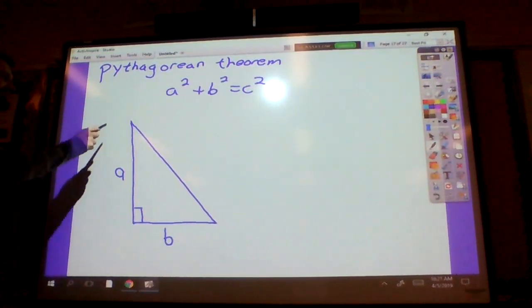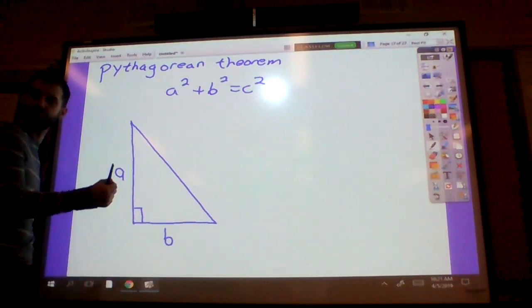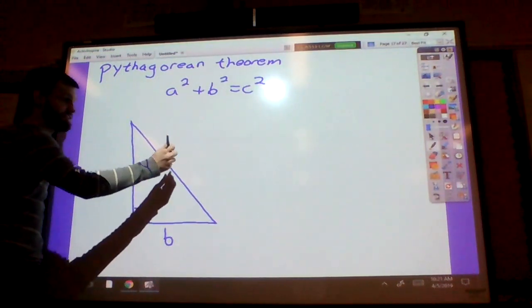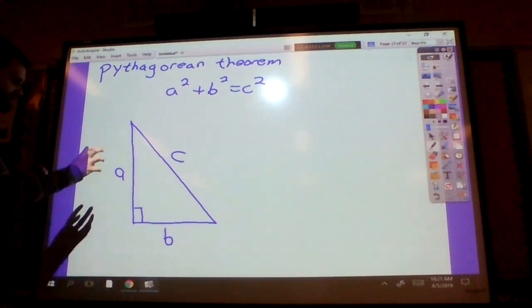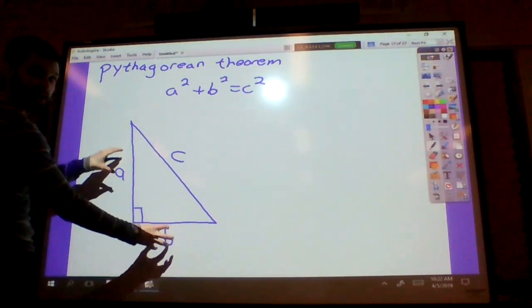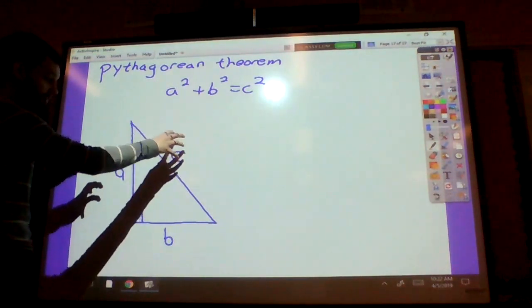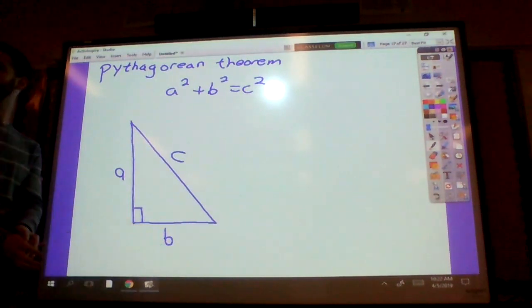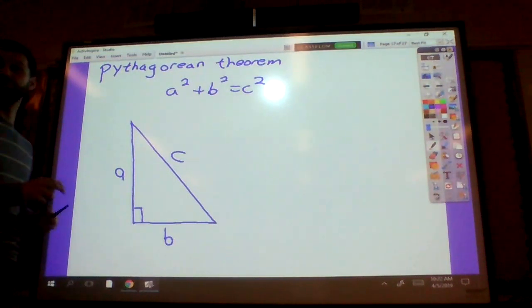All right, and then what is this long side called? Hypotenuse. The hypotenuse. What are some things we know about the hypotenuse? It's longest, and it never touches the right angle. This is the c. All right? Now, the idea behind the Pythagorean theorem is that the small side plus the small side equals the big side. Or it could be big side minus small side equals the other small side. That's why it's important to know which one's the legs and which one's the hypotenuse. Any questions?